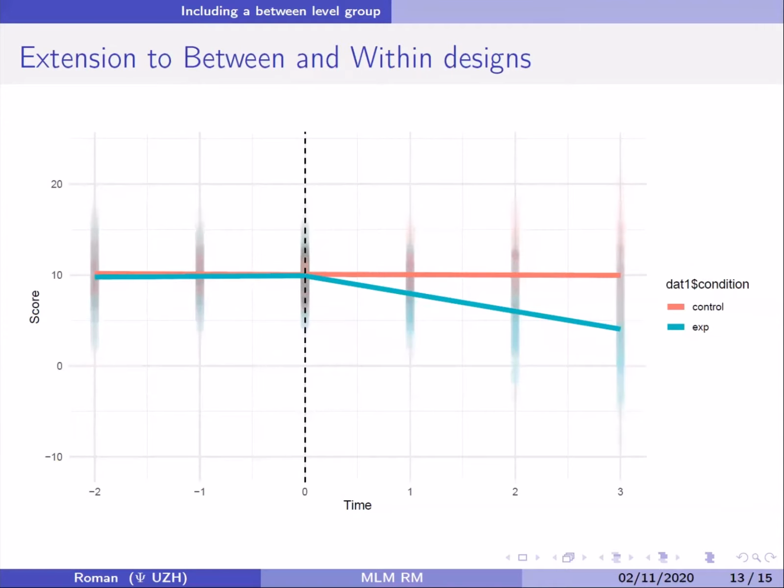Here's what this situation would look like with our running example, where we now have a control condition which does not experience the dotted line. They are not exposed to the intervention. And an experimental condition which is. So we have measurements for both of them prior to the intervention for the experimental group, and then we have these piecewise slopes.